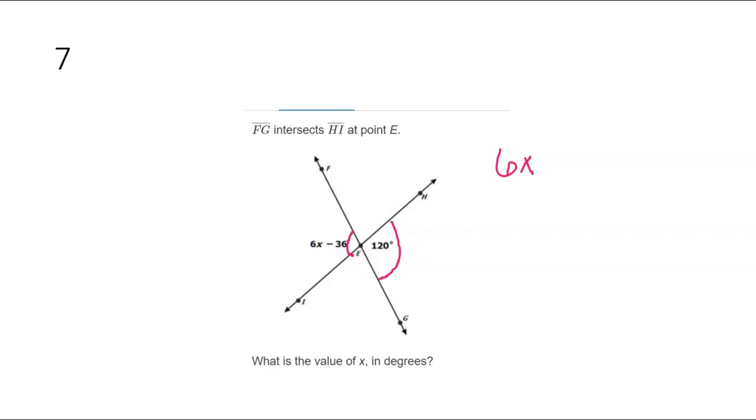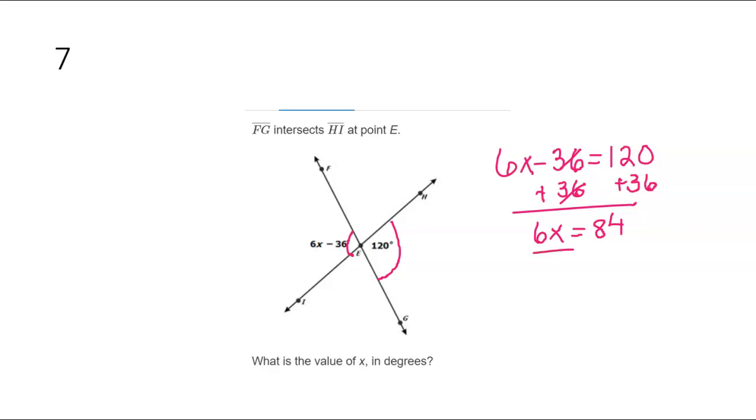6x minus 36 equals 120. Then I just use some algebra to solve this. So add 36 to both sides. And I get 6x equals 120 minus 36, which is 84.